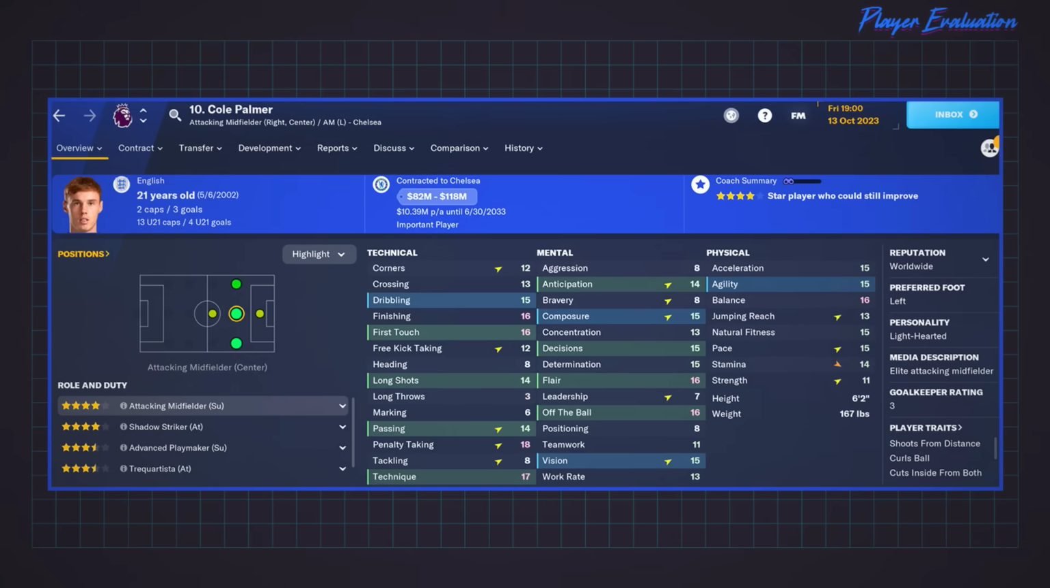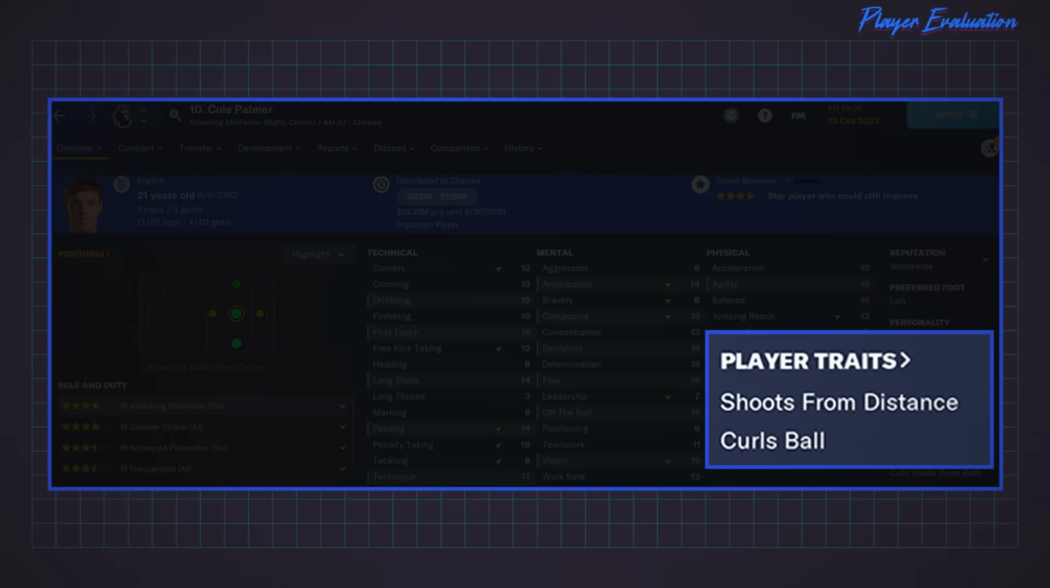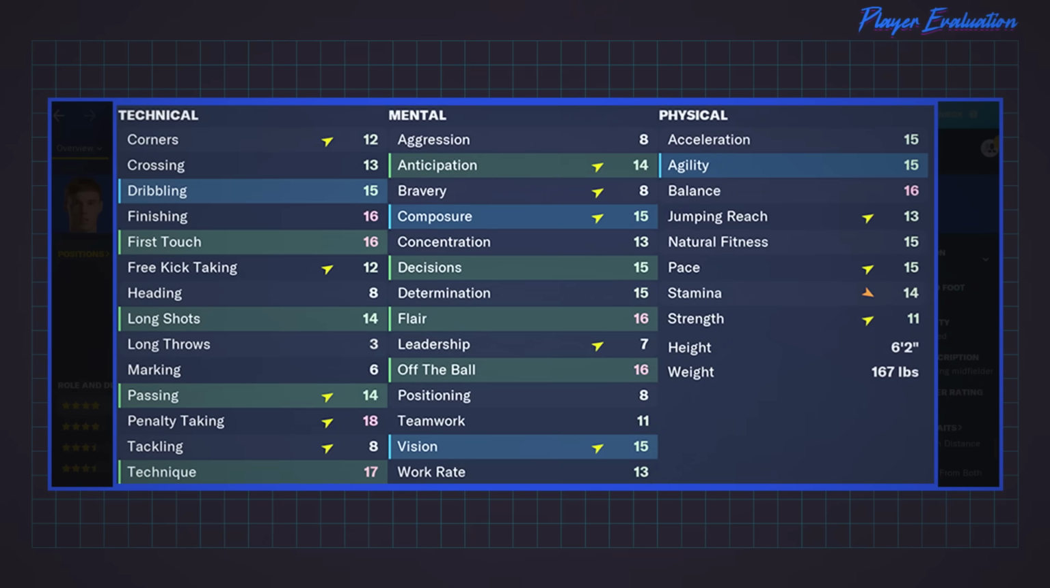Alright, so we know he's a creative player and he wants to play in one of those more advanced positions, but there's one more thing we need to look at, and that's his player traits. And he has a handful of them that focus on creativity, which tracks with our evaluation. But these first two caught my eye. Shoots from distance, and curls ball. If we look at his attributes again, he has the long shots attribute of 14, which overall is above average, but for this specific attribute, it's actually pretty high.